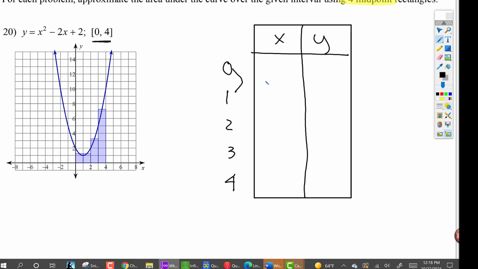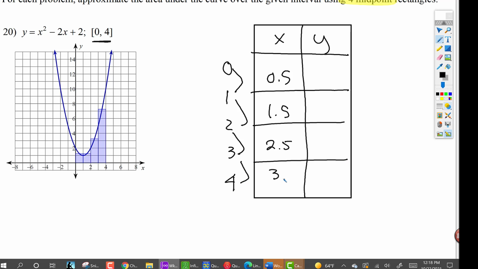So between 0 and 1, those are the values we're going to plug into the calculator. Between 1 and 2 is 1.5. Between 2 and 3 is 2.5. And between 3 and 4 is 3.5. Those are the values that you plug into that function to get the height. And I'm not going to plug those in right there, but each of those widths are still the height.